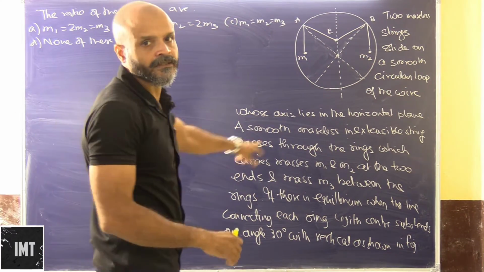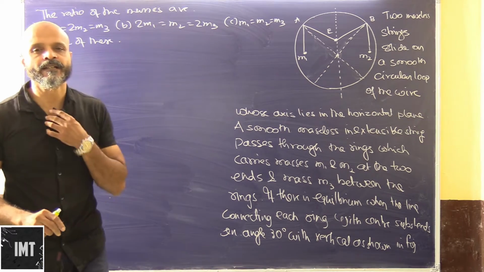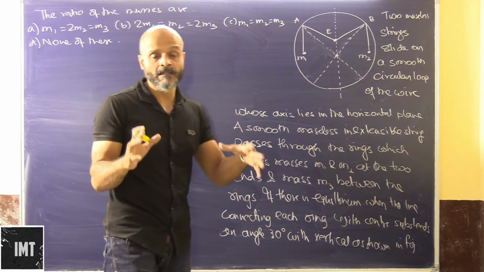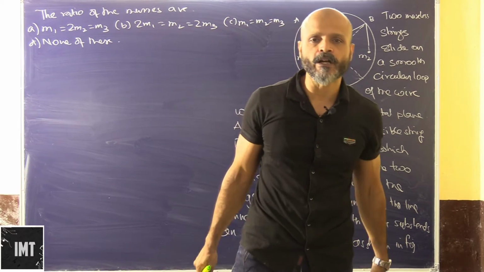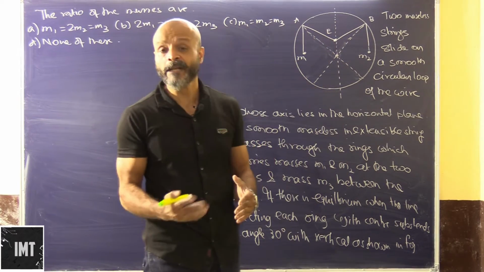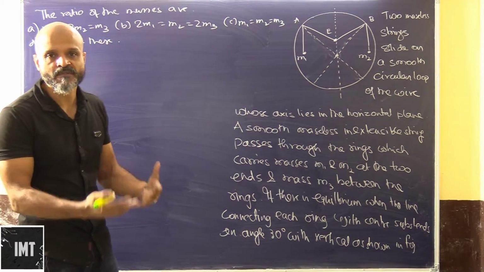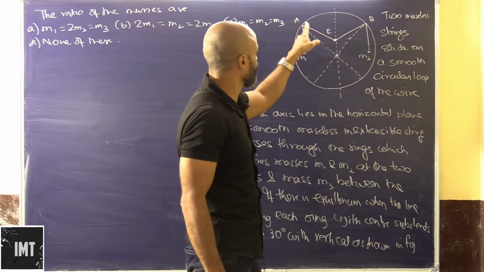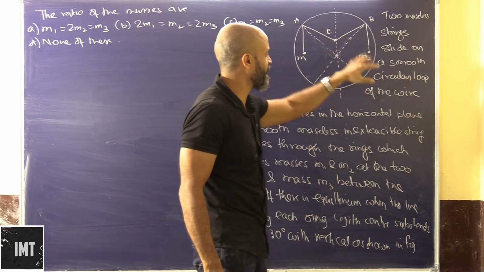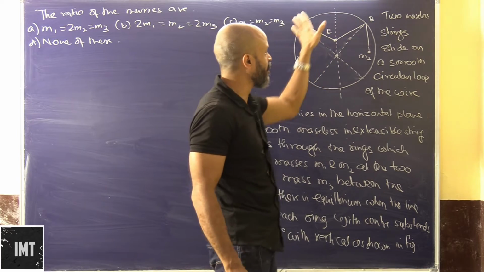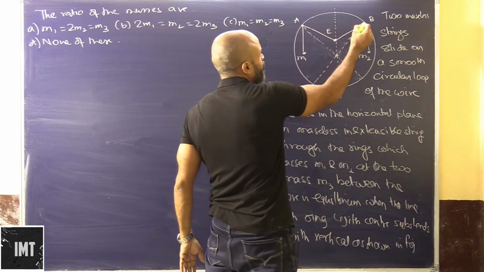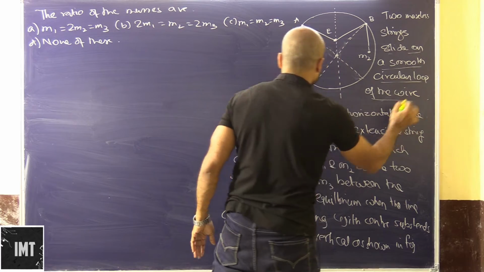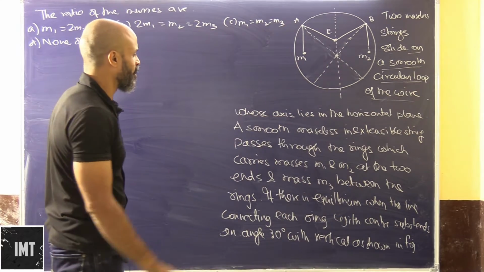Okay, so let's look at this problem, a little complicated here and a little longer one as well, but one which can clarify a lot of doubts and give you deep insights into problems relating to Newton's laws of motion. So here we have two massless strings. Look at this very carefully. Two massless strings slide on a smooth circular loop of the wire. So these are massless rings, basically massless strings which are sliding on a smooth circular loop of the wire, whose axis lies in the horizontal plane.